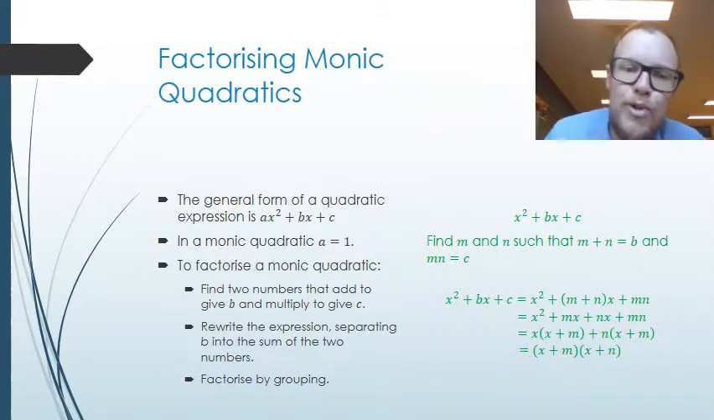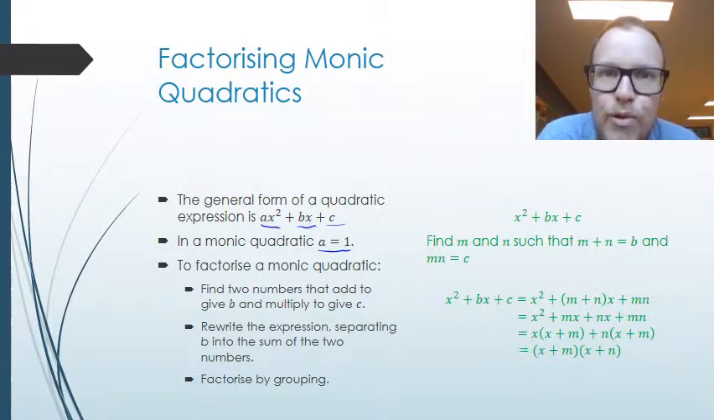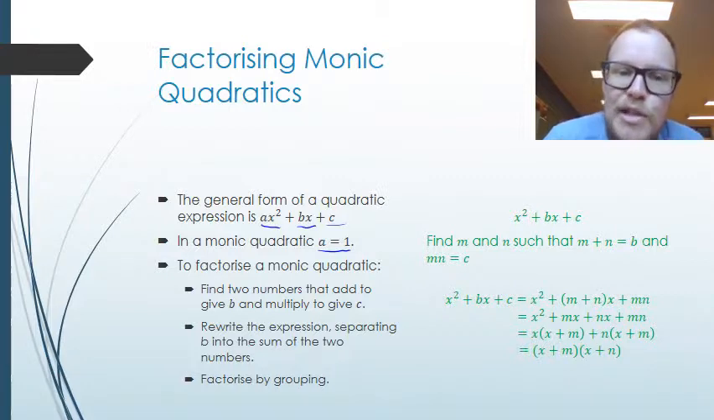So in a monic quadratic, we have a equal to 1 if our quadratic is in the form ax squared plus bx plus c. Now, any quadratic expression can be put into this form in some way, just through rearranging, or adding or subtracting, collecting like terms rather, to come to that general expression: some coefficient multiplied by x squared plus another coefficient times x plus some constant term c.